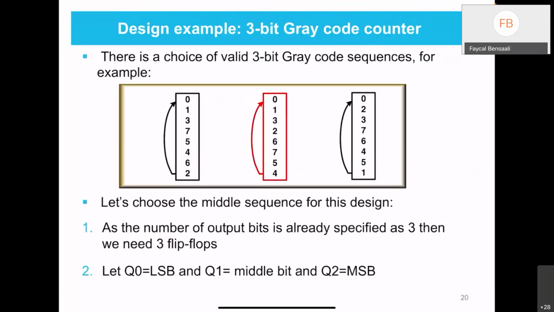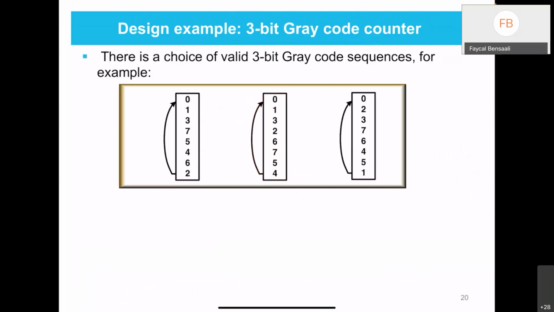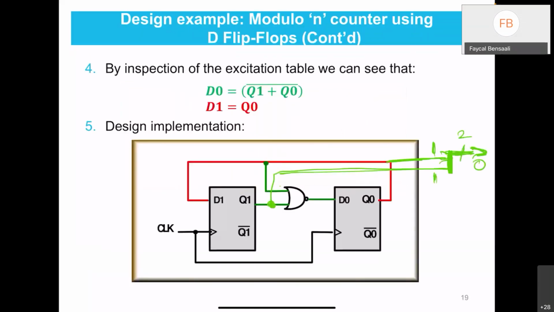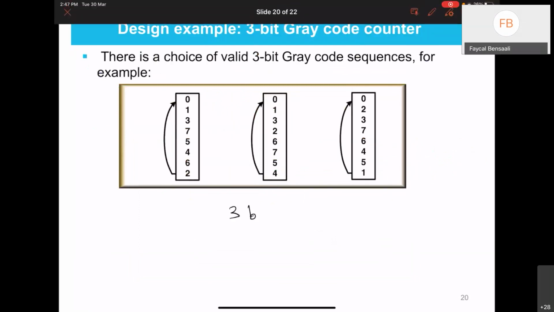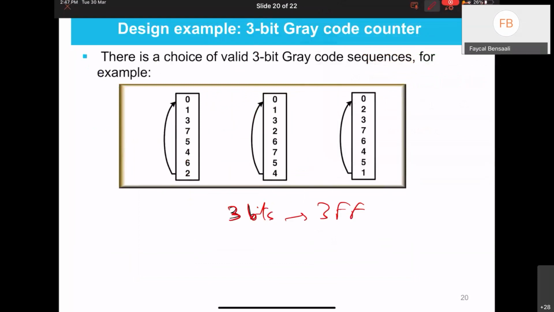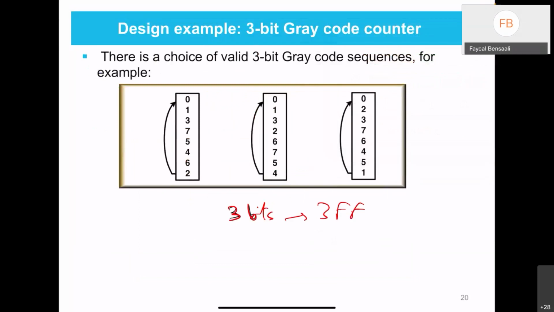Let's do another example. I want to design a 3-bit Gray code counter. This is a counter that doesn't follow the normal sequence. It's considered a modulo-n counter, but I can have all possible cases, so it's not necessary that I have just a few cases. All cases are valid. We say 3-bit, which means we need 3 flip-flops. What is a 3-bit Gray code counter?